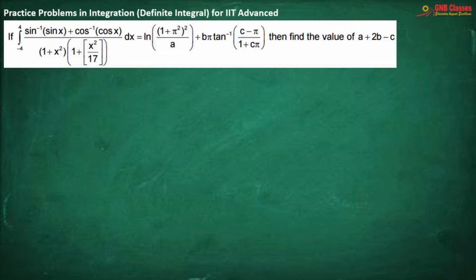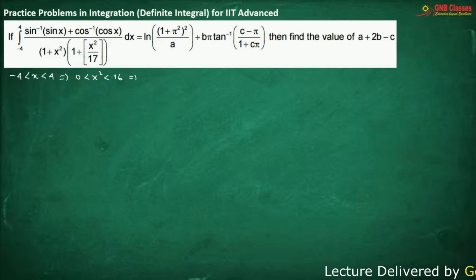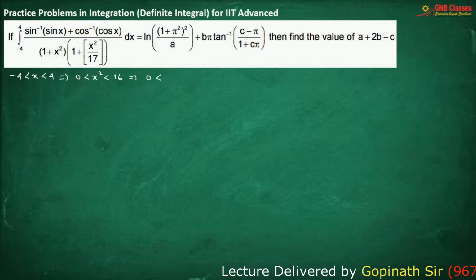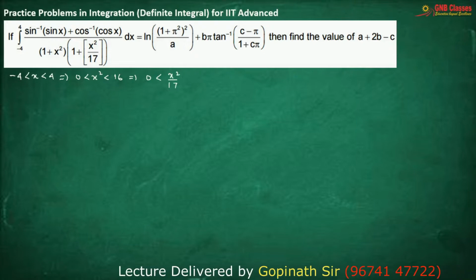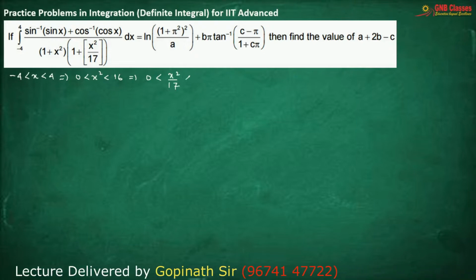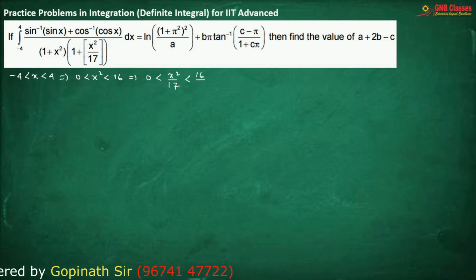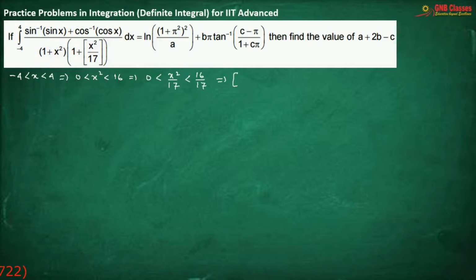Here, x lies between -4 and 4. That implies x² lies between 0 and 16, right? Therefore, x²/17 lies between 0 and 16/17. So from here we can say the greatest integer of x²/17 is nothing but 0.